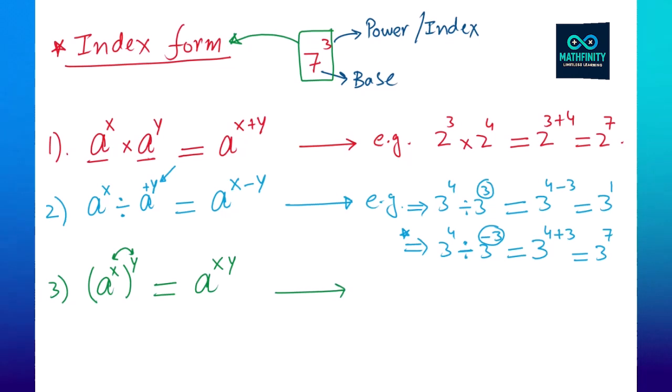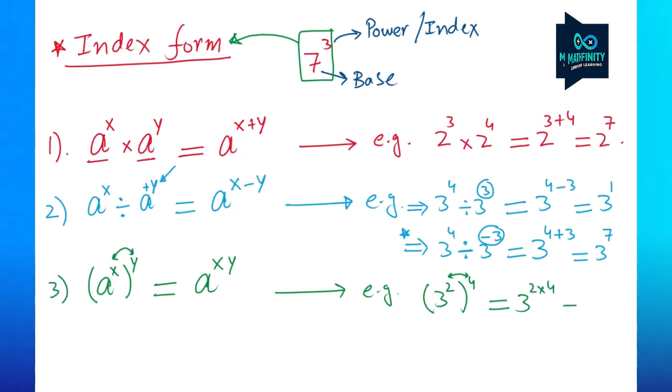For example, you have 3 power 2 and outside is 4. When you open the bracket, you have to multiply both powers. This power and this power multiply with each other. So we write 3 raised to power 2 times 4, which is 3 raised to power 8.